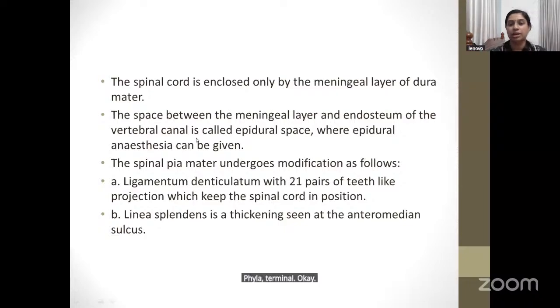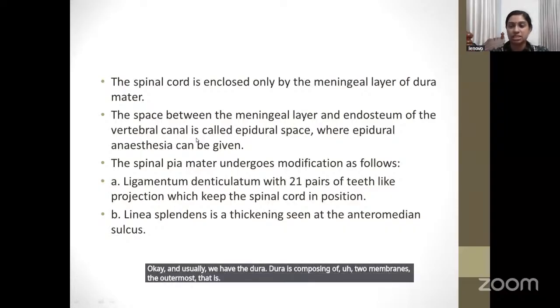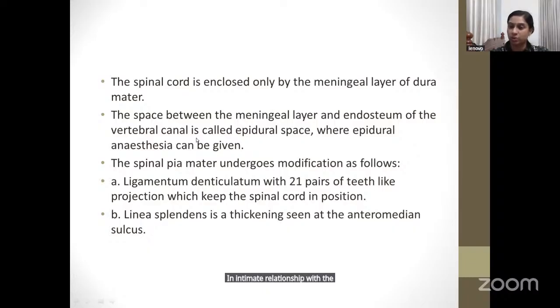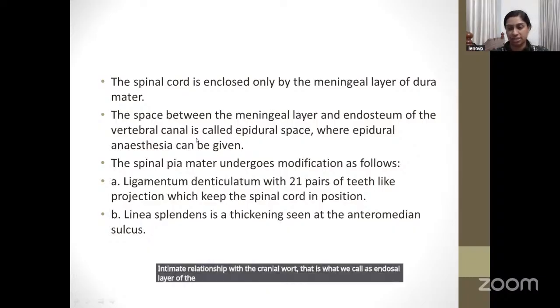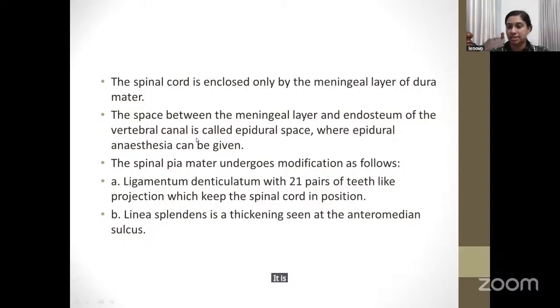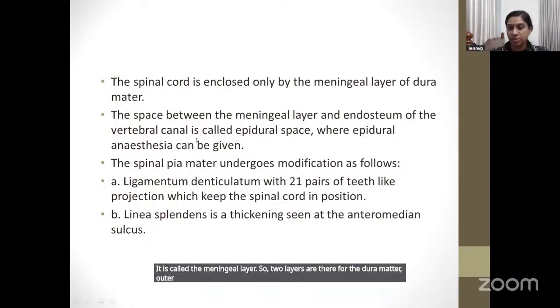And usually the dura is composed of 2 membranes. The outermost is in intimate relationship with the cranial wall; that is what we call the endosteal layer of the dura mater. The inner one is associated with the soft tissue, that is the brain or the spinal cord, whatever it is. It is called the meningeal layer. So there are 2 layers for the dura mater: an outer endosteal layer and a meningeal layer associated with the soft tissue.